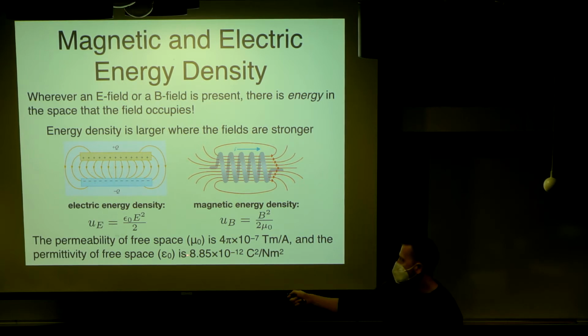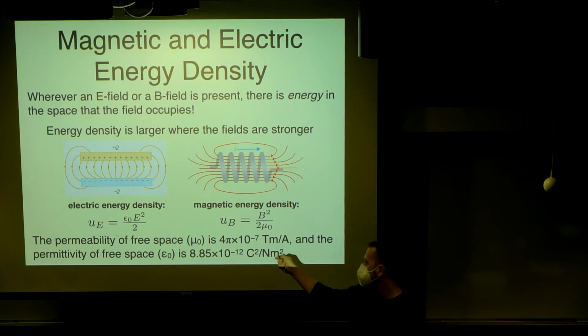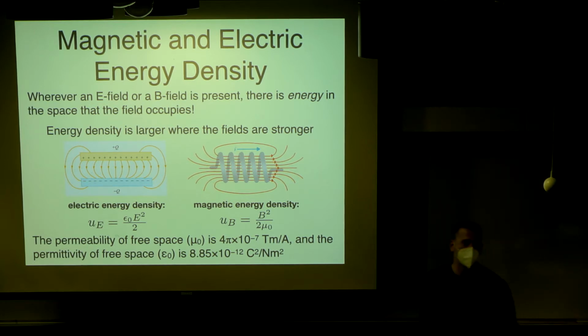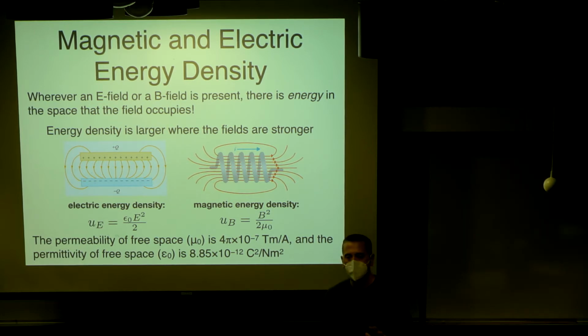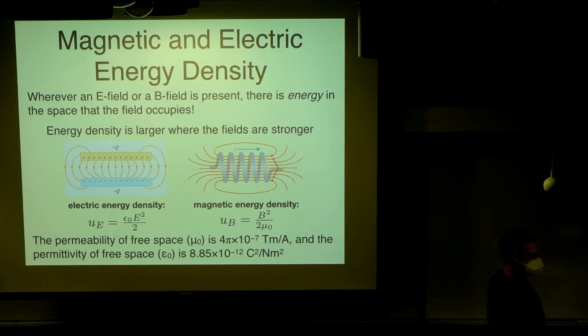Remember, this is 8.85 times 10 to the minus 12 coulombs squared divided by newtons meters squared. And then the constant mu naught appears when it comes to the magnetic energy density. And that's 4 pi times 10 to the minus 7 Tesla meters per amp. These are called the permeability of free space for mu naught and the permittivity of free space for epsilon naught. But those are fundamental constants that come up in our equations. All right, so that's the formula, and that's what it looks like alongside a previously derived formula. And again, big picture is electric fields and magnetic fields contain energy. And this is how we can think about that energy.